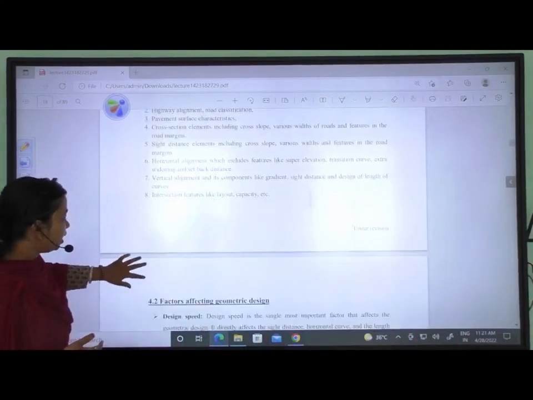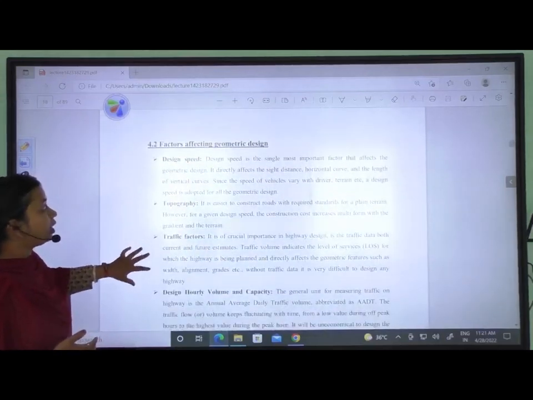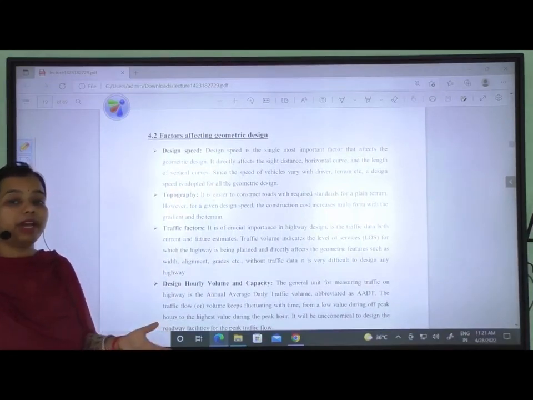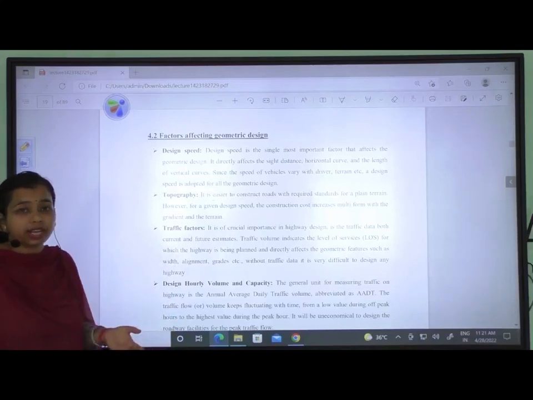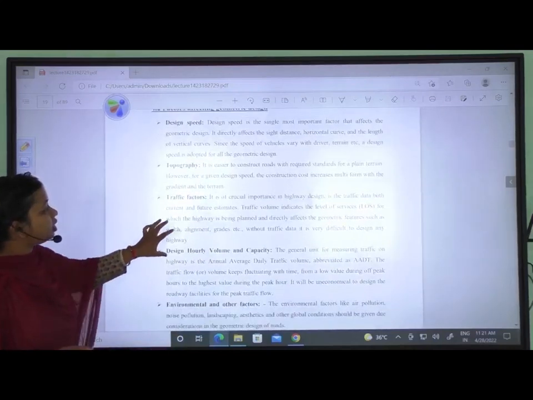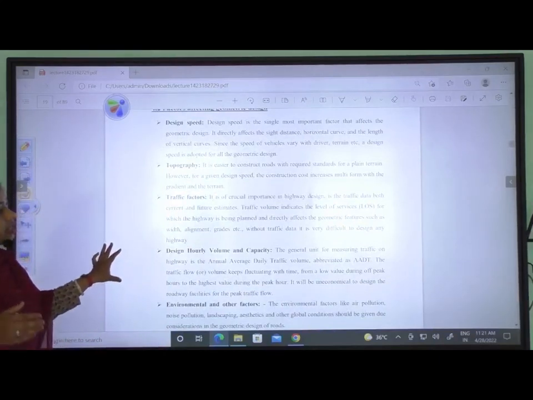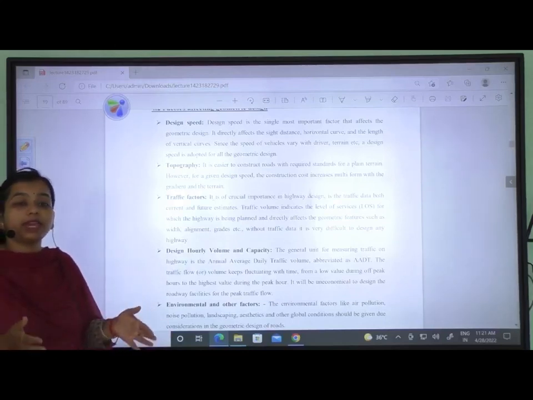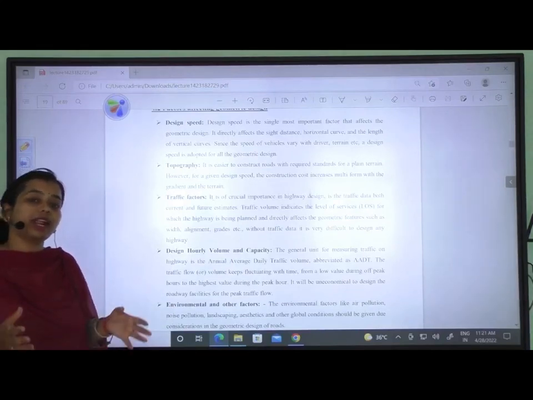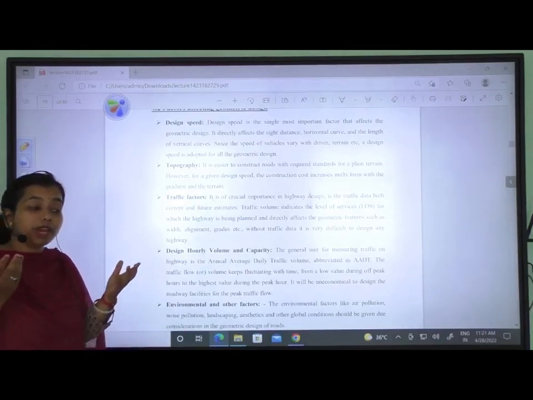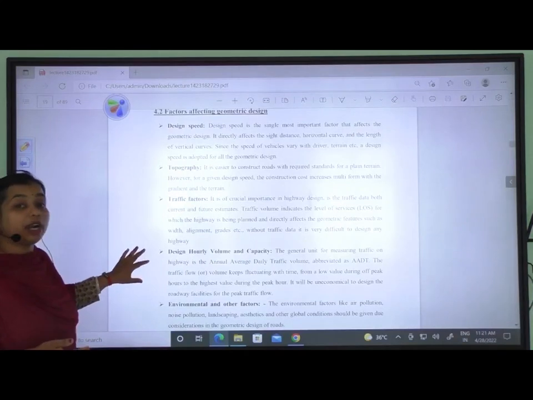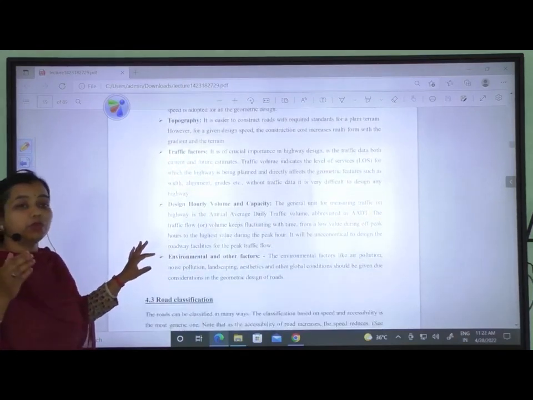First thing we calculate is the factors affecting the geometric design. What are the factors? They may be climatic, environmental, or technical. Traffic factors are of crucial importance in highway design: the traffic data, both current and future estimates. First of all, we need to estimate what type of vehicles and what volume of vehicles will travel on the roadway, the path that we are making, and what type of vehicle is moving on the path.